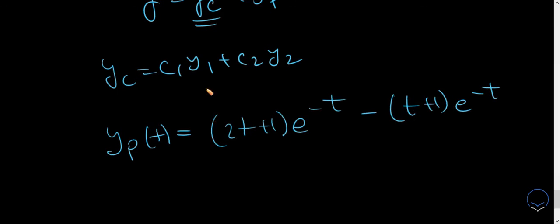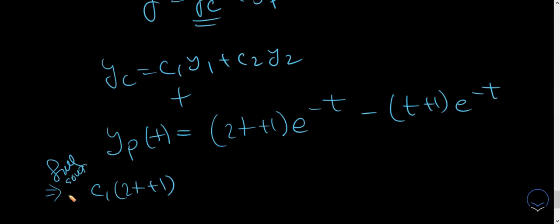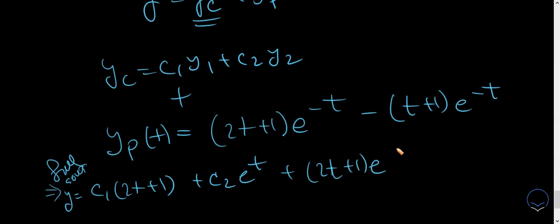And again, if you want to write down the full solution, then you will just have to add these two. This is the full solution y: c1 (2t plus 1) plus c2 e to the power t plus (2t plus 1) e to the power minus t minus (t plus 1) e to the power minus t.